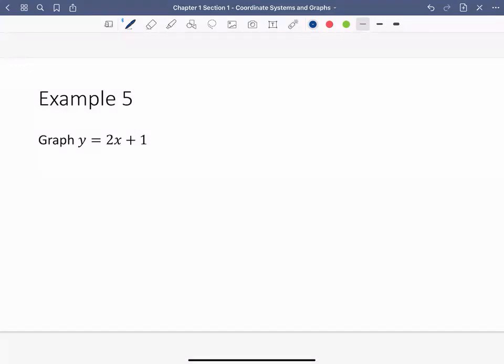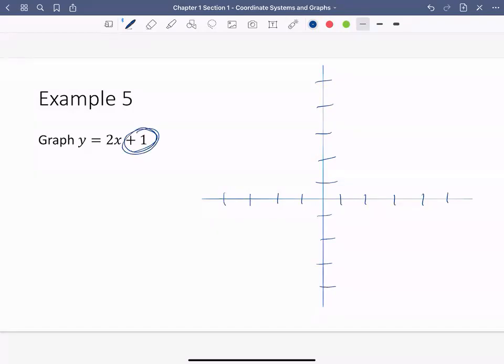So first, let me draw my coordinate plane here. Okay. So first thing, I need to graph the y-intercept. This tells me my y-intercept right there. It's the point (0, positive 1). So it's right here. There's my y-intercept.